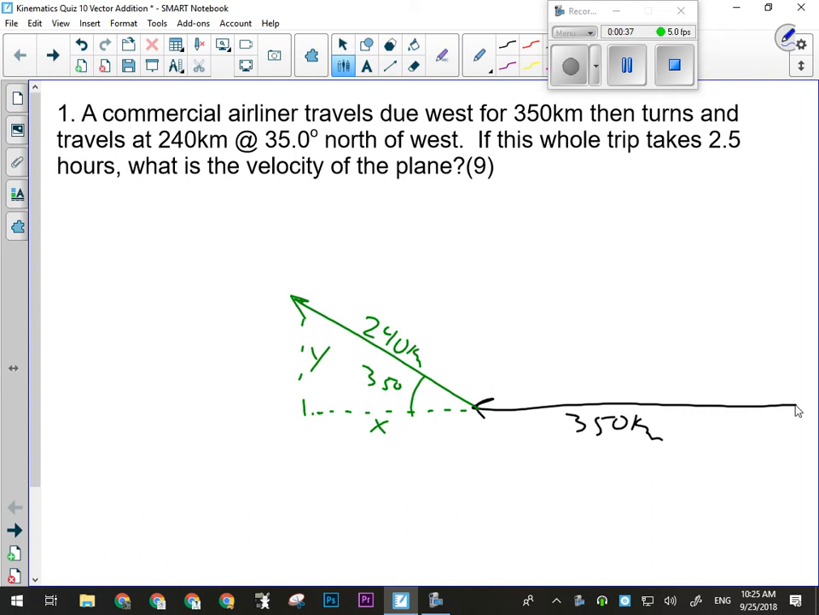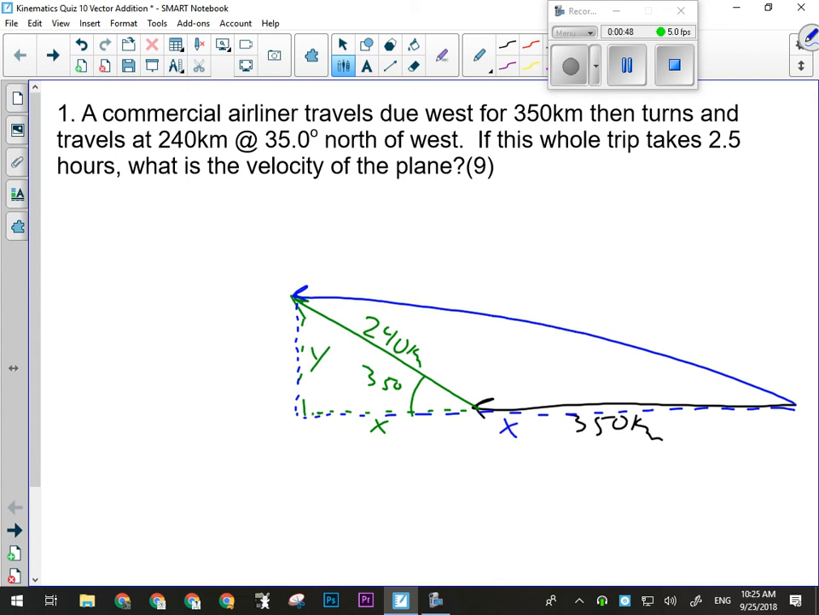Okay, and then our resultant goes from here to there. Okay, and would share these sides. Okay, so this would be blue X and blue Y. Okay, so you can give them a mark for their diagram.